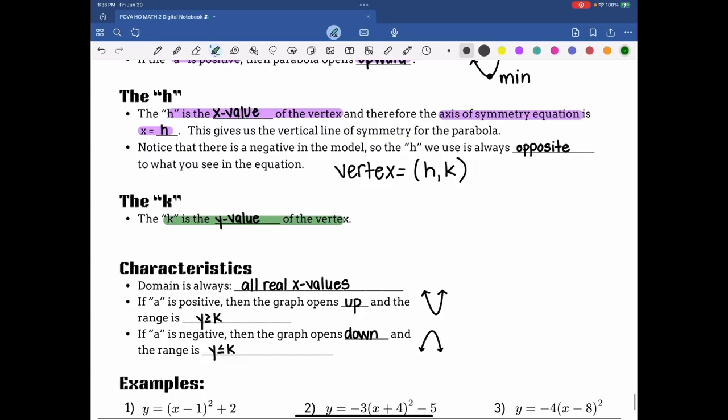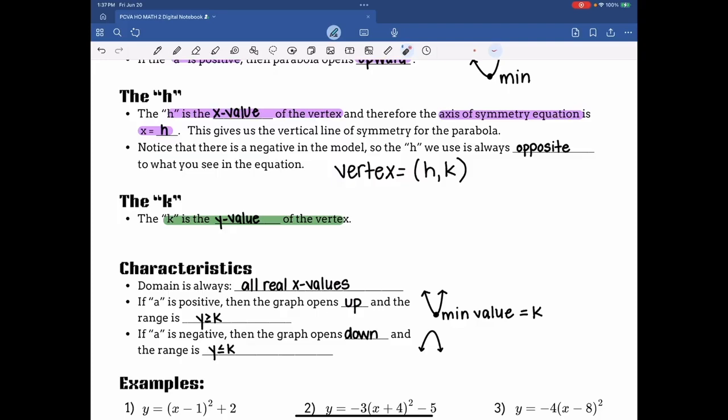All right, so some characteristics to kind of talk about. So when we talked about quadratics previously, the domain is always all real x's. The quadratics are never going to have any x values that are not included. The range, however, is different. And the reason for that is because if A is positive, that means it opens upward. So remember, if it opens upward, that means I have a minimum value. And the minimum value is the Y value or the K value. So that means that the range is going to start from that and go up. So since it's going up, that means the Y's are greater than or equal to the K value.